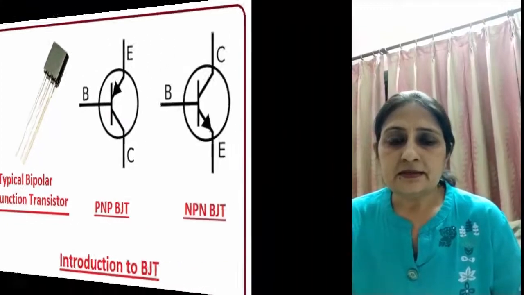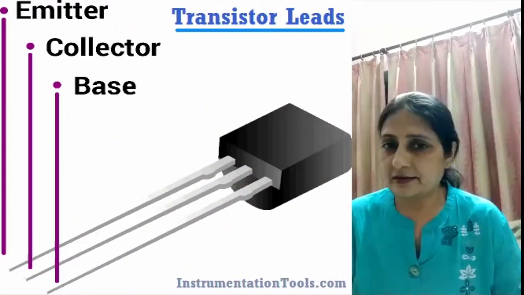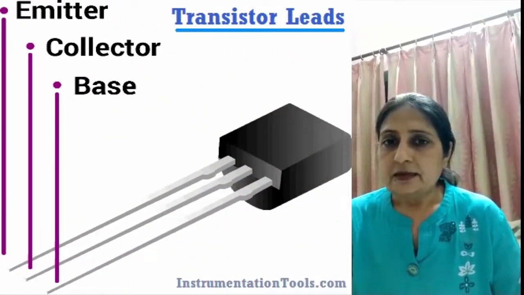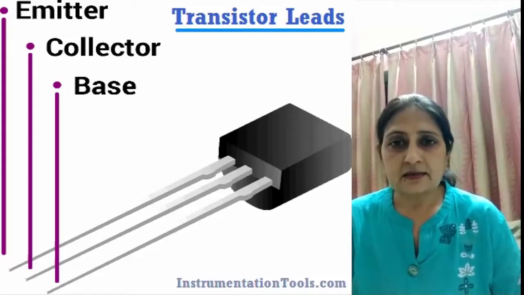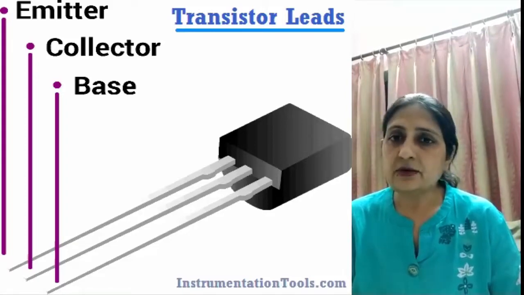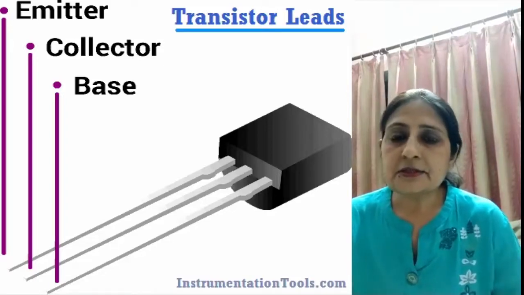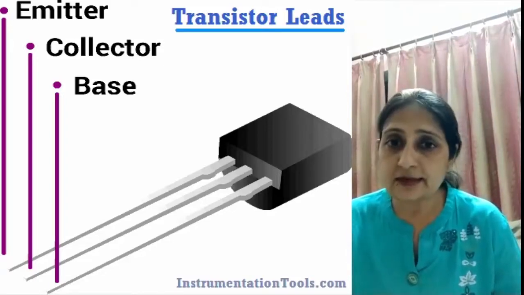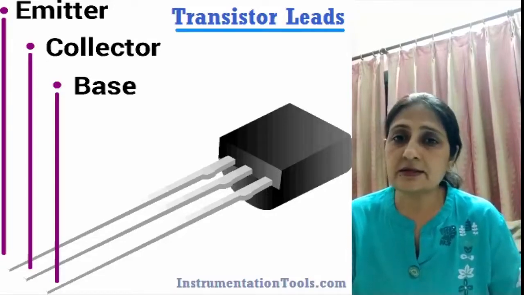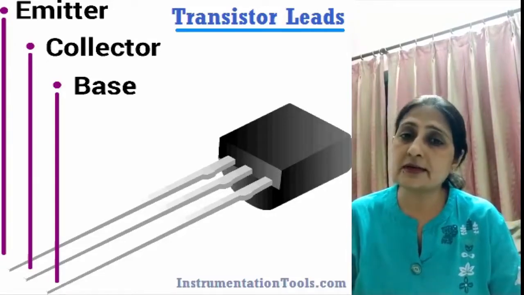BJTs are basically three-terminal semiconductor devices, and they can behave as a conductor or as an insulator. In digital circuits, they work like a switch, and in analog electronics, they work as an amplifier.